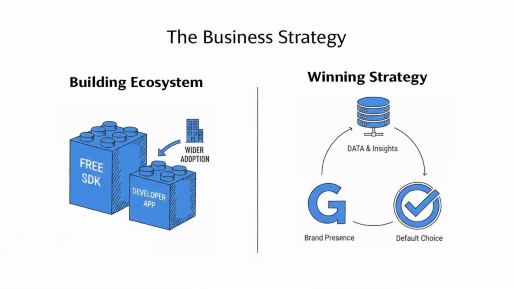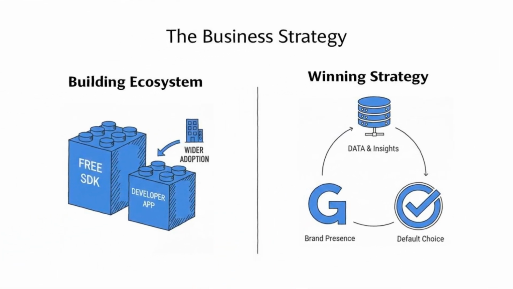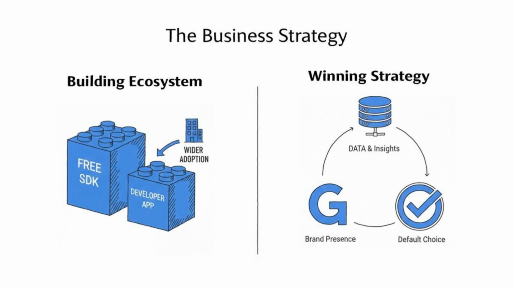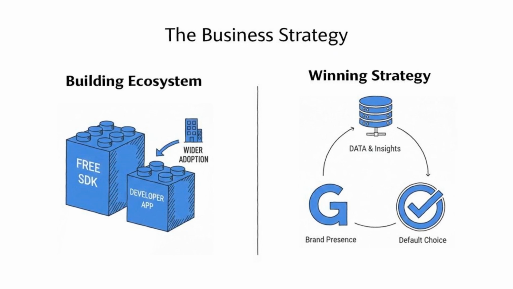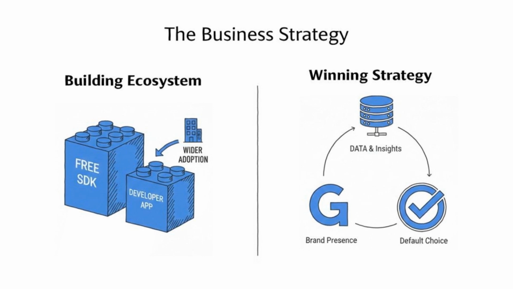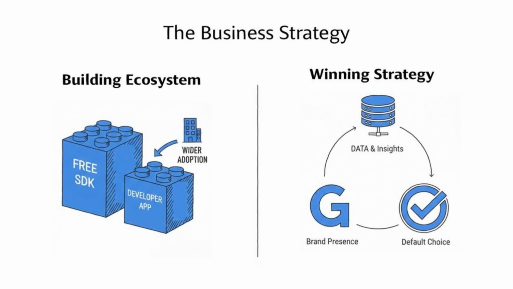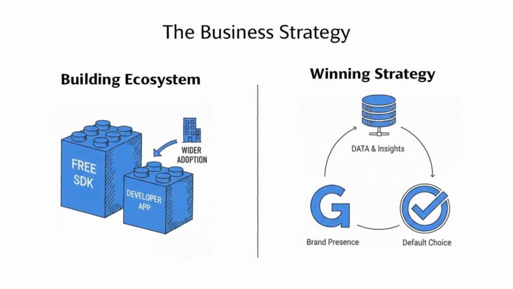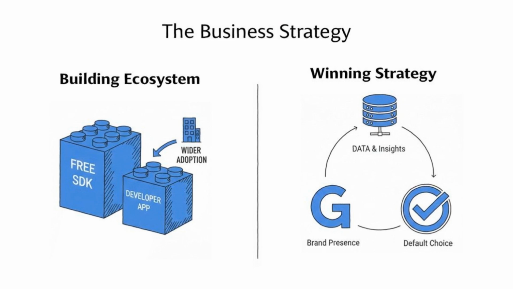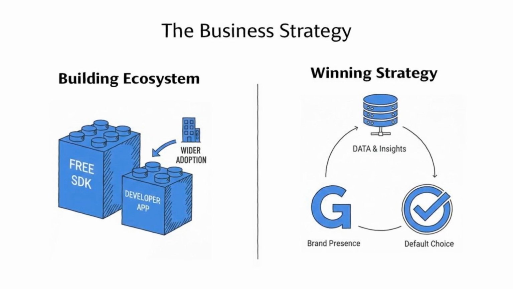The business strategy? It's about ecosystems. Think of it like Lego. If Google gives a pizza shop a Maps SDK for free, that pizza shop is now built on Google's foundation. Google becomes the infrastructure of the internet. They get data, they get brand presence, and they make their service the default choice for everyone.